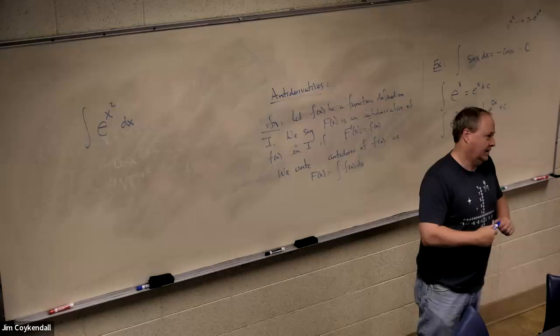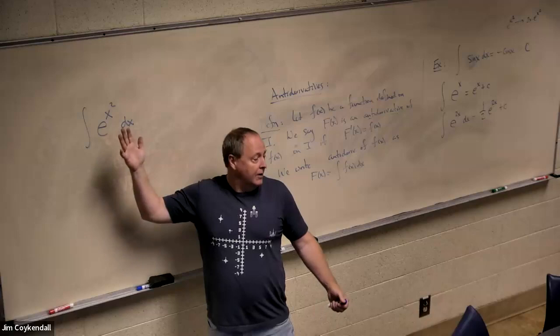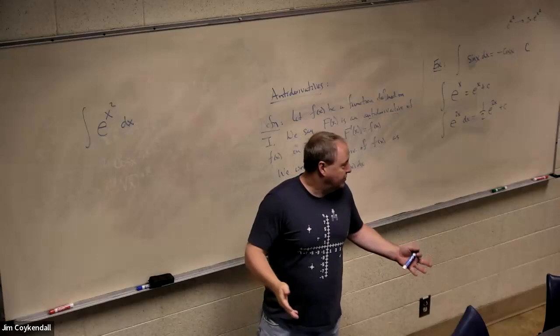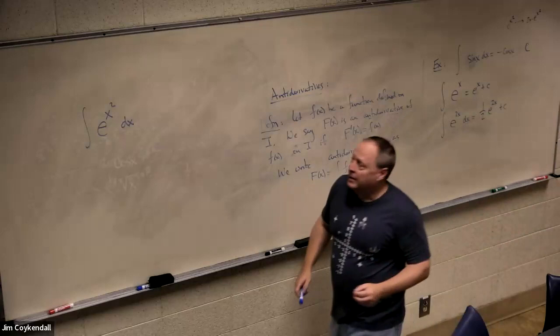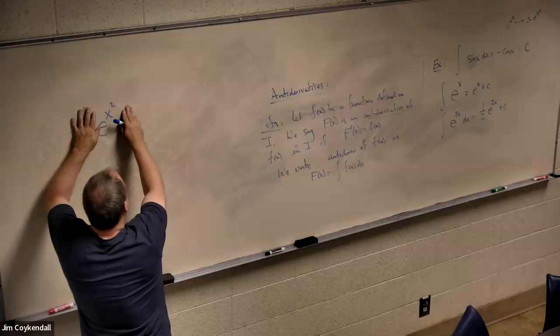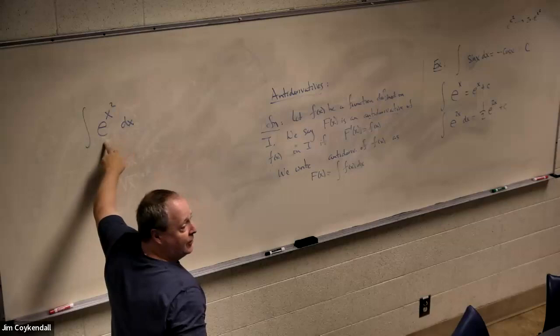And in fact, an adjustment of this is the bell curve. How many of you have heard of the bell curve, used in statistics, normal distributions? You cannot write it down. So the moral of the story is that taking the derivative of this is more or less routine. But actually being able to write down an antiderivative in closed form, it is there, it's just that we're limited in what we can write down.